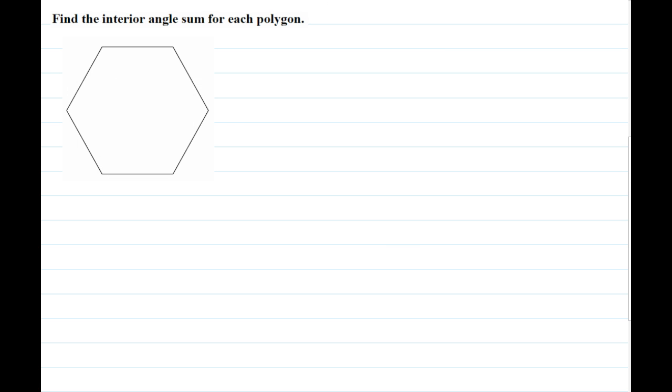So this is, we'll call this problem 1b. You're going to do this problem. The first thing you need to do is determine how many sides your polygon has. So step 1, what is the number of sides? We have 1, 2, 3, 4, 5, 6. So this is a 6-sided polygon. And remember, a 6-sided polygon is called a hexagon.